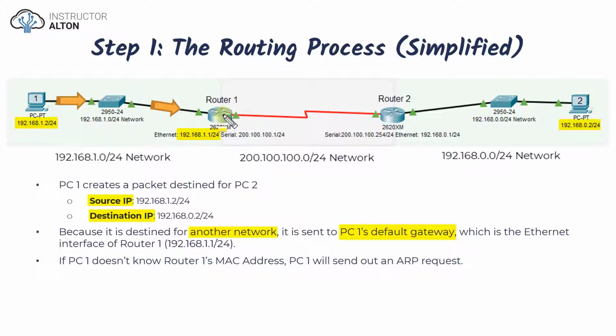Now, what happens if for some reason PC1 doesn't know the MAC address for router number 1? Because remember, the switch is going to utilize MAC addresses, and then once it gets to the router, it's going to inspect the IP addresses. So if this is the first packet that PC1 is sending to the router, and it doesn't know the MAC address for the default gateway, it can simply send out an ARP request and find that out, which we've already talked about earlier in the course. So that's step 1. Now let's take a look at step 2.